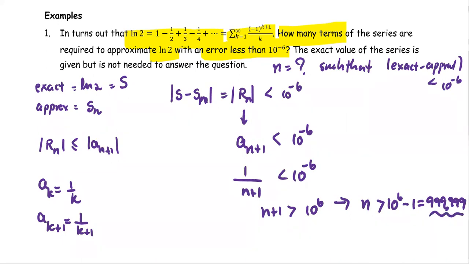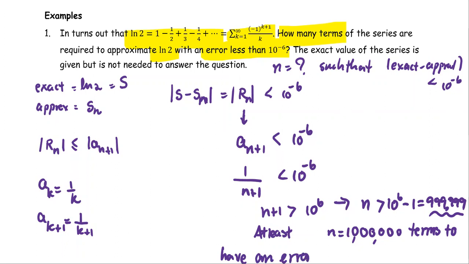So the first number that is greater than 999,999 is 1 million, or at least we need n equals 1 million, or 1 million terms, to control the error, to have an error less than 10 to the -6.